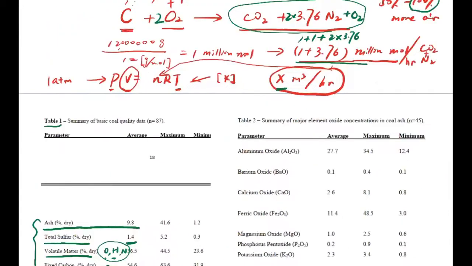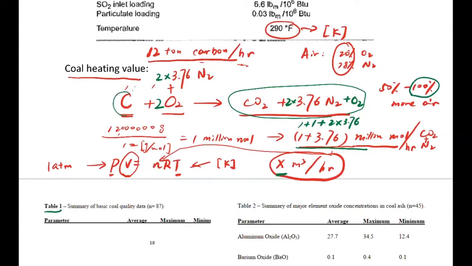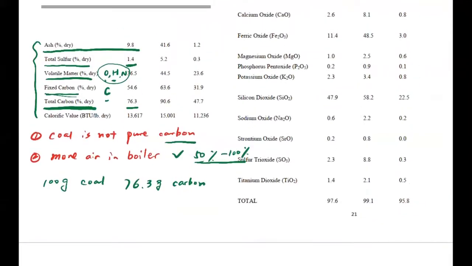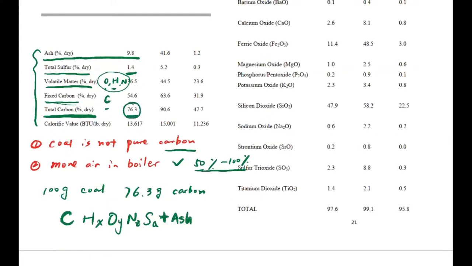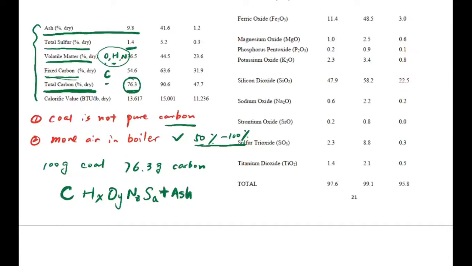And one thing we need to come up with is a molecular formula for these coal particles, okay? So based on this composition here, we can assume that this coal is composed of, let's say, one carbon, certain amount of hydrogen, certain amount of oxygen, certain amount of nitrogen, let's say certain amount of sulfur, and then fly ash. Okay. So if you can find out what is the mass fraction of all of these elements, you can basically determine what are each term here, right?